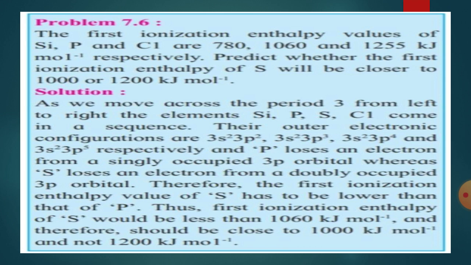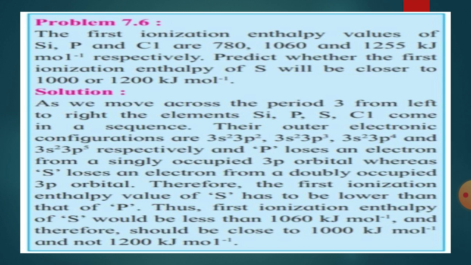As we move across period 3 from left to right, the elements silicon, phosphorus, sulfur and then chlorine come in sequence. Their outer electronic configurations are: silicon 3s2 3p2, phosphorus 3s2 3p3, sulfur 3s2 3p4 and chlorine 3s2 3p5.